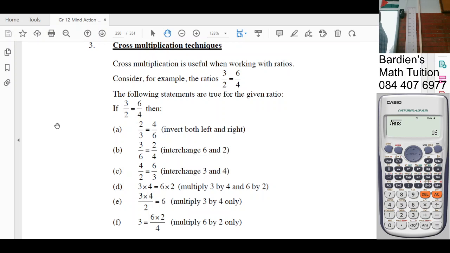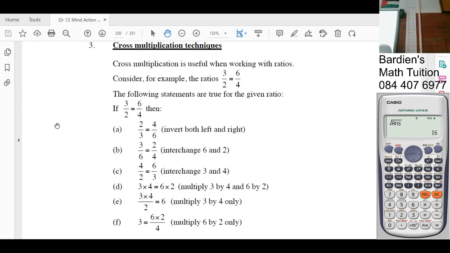Consider, for example, the ratio 3 over 2 is equal to 6 over 4. You all agree that 3 over 2 is equal to 6 over 4, not so? So if I cross multiply, what would that be? 3 times 4 is equal to 6 times 2. Check if that's correct. 3 times 4 is 12, 6 times 2 is 12. So if that was A over B is equal to C over D, then the next ratio could have been AD is also equal to BC. That's the rule I just used now, not so?